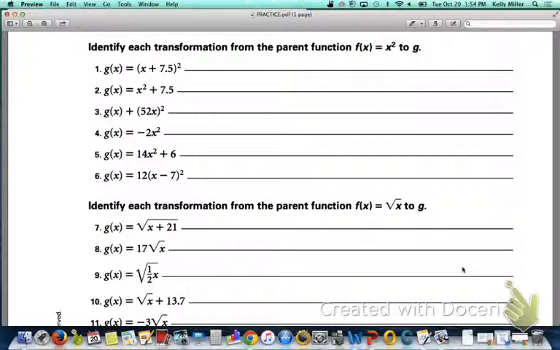Well, what's happening from here to here? Right, so now you decide, is it included with the x or is it outside? Is it going to be an up and down movement or is it going to be a left and right movement? So we do that.